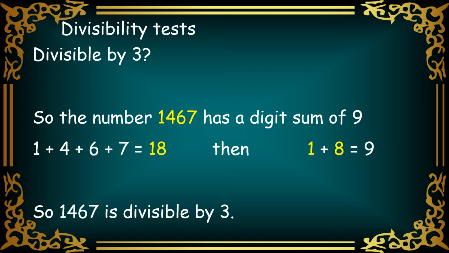It gives me 18. Now 18 is a 2-digit number. Okay, so we are supposed to add up till we get a 1-digit number. So we will add again 1 and 8. It will give me 9. 1 plus 8 gives me 9. So now you will see whether this number 9 is divisible by 3, whether it comes in the 3 times table. Yes, so 1467 is divisible by 3.